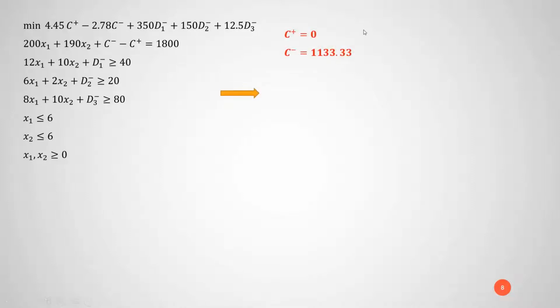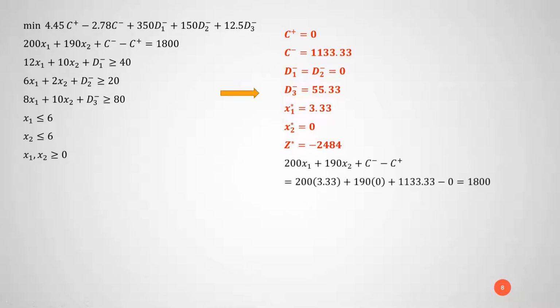And by solving this problem using Lingo, I get these values, as you can see. C plus equal to 0, C minus equal to around 1133, and I have a 0 value for D minus 1 and D minus 2. D minus 3 gets the value of 55.33, x1 as 3.33, x2 0, and the objective function equal to 2484.